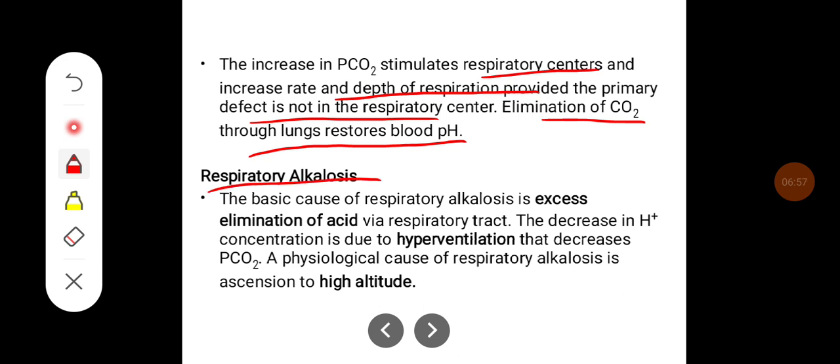Respiratory alkalosis. The basic cause of respiratory alkalosis is excess elimination of acid via the respiratory tract. The decrease in H plus ion concentration is due to the hyperventilation that decreases partial pressure of carbon dioxide. A physiological cause of respiratory alkalosis is ascent into high altitude.